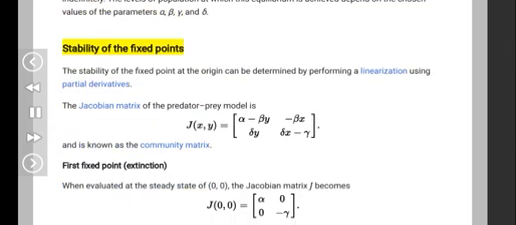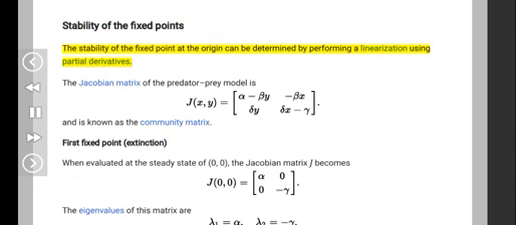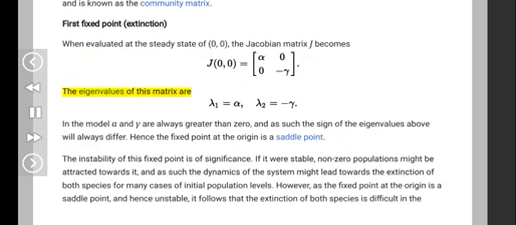Stability of the fixed points. The stability of the fixed point at the origin can be determined by performing a linearization using partial derivatives. The Jacobian matrix of the predator-prey model is and is known as the community matrix. First fixed point, extinction. When evaluated at the steady state of 0, the Jacobian matrix J becomes. The eigenvalues of this matrix are. In the model alpha and gamma are always greater than 0, and as such the sign of the eigenvalues above will always differ. Hence the fixed point at the origin is a saddle point.